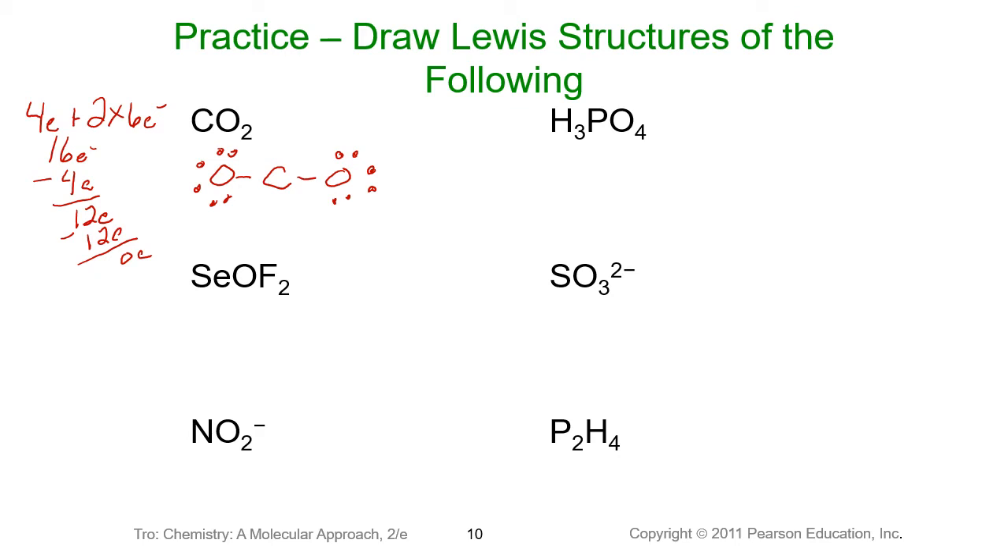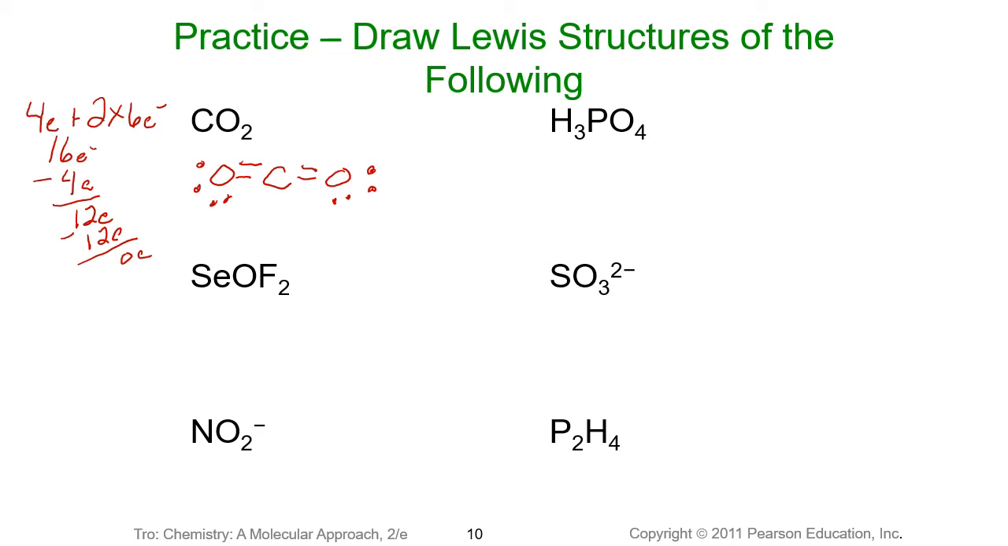Because we don't have any additional electrons to use, we need to start sharing our electrons. And typically we are going to share in a symmetrical fashion. So we are going to form a double bond on each side of our carbon. Now our carbon has 8 electrons and both of our oxygens do too.